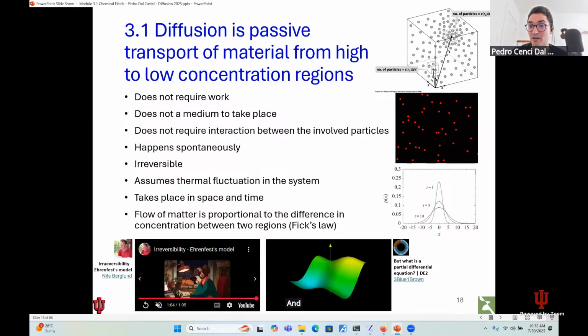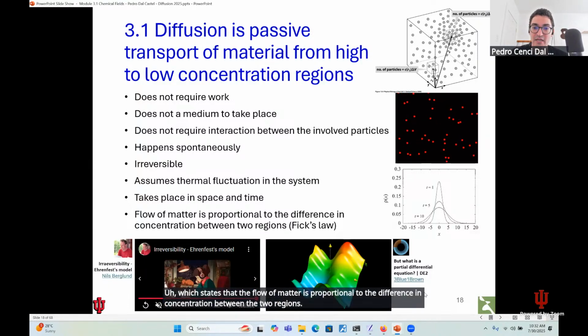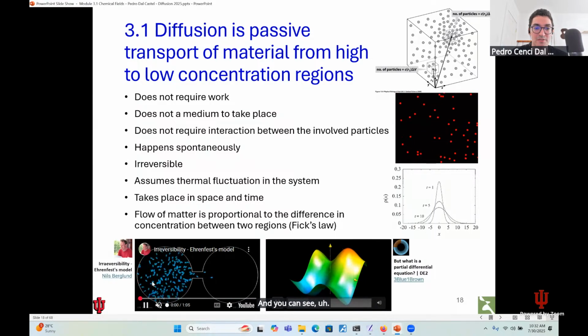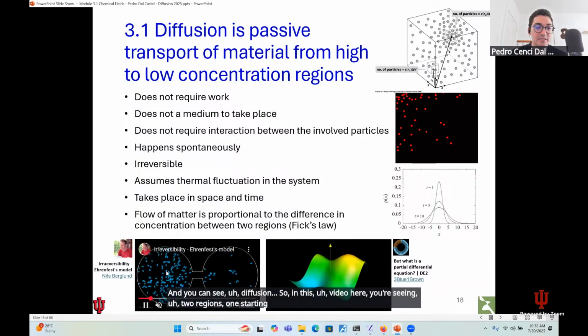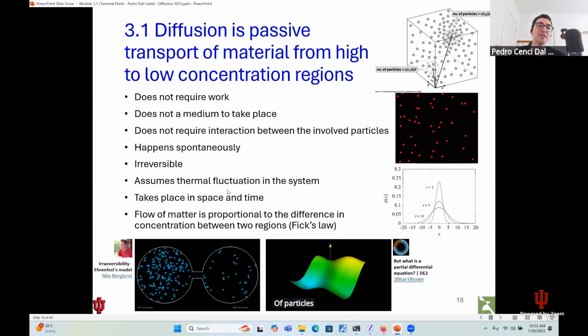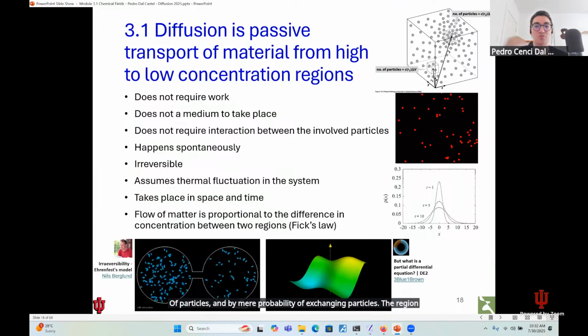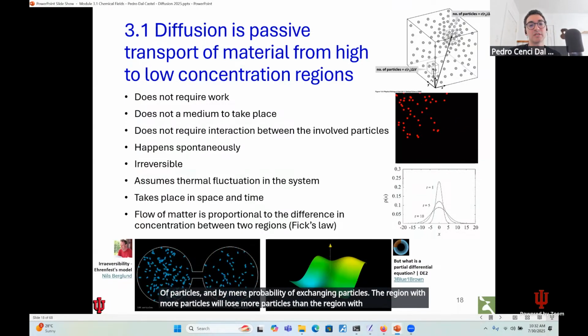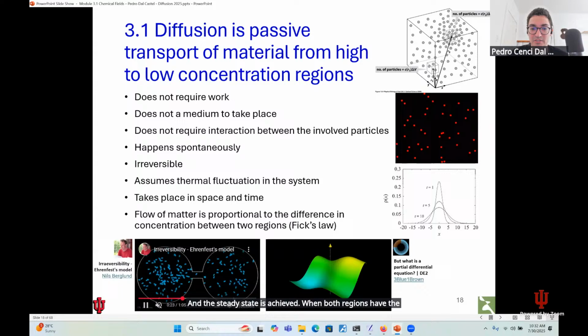And Fick's law is a model of diffusion, the model we are going to use, which states that the flow of matter is proportional to the difference in concentration between the two regions. And you can see diffusion. In this video here, you're seeing two regions, one starting with a high density of particles. And by mere probability of exchanging particles, the region with more particles will lose more particles than the region with fewer particles. And the steady state is achieved when both regions have the same number of particles.